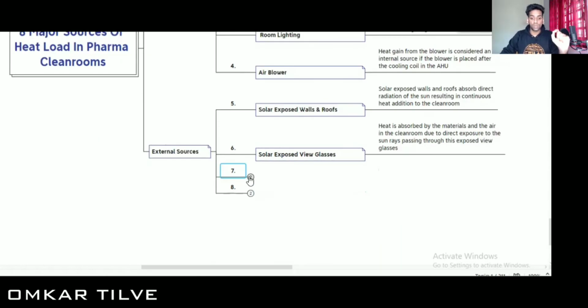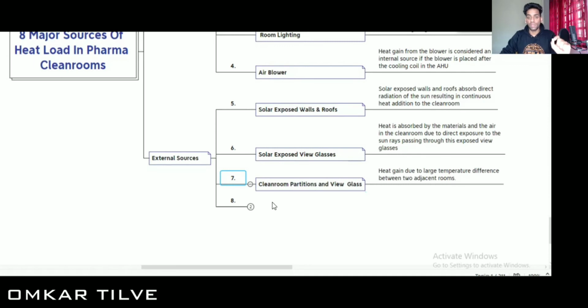The third external source is the clean room partitions and view glasses. These are not the walls or the view glasses which are exposed to the sun, but the partitions which are shared by another adjacent room which is not air conditioned. As the adjacent room is not air conditioned, the temperature in that room is atmospheric, which is much greater than the clean room. So there is a transfer of heat from that other room to the clean room. So this should also be accounted for while doing the heat load calculations.